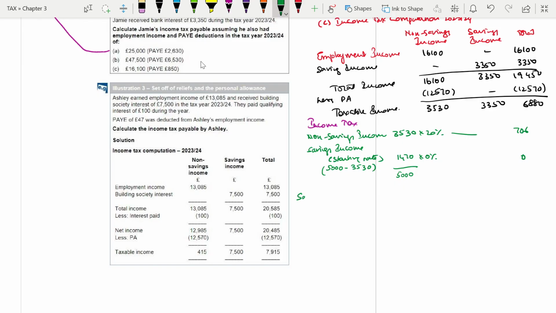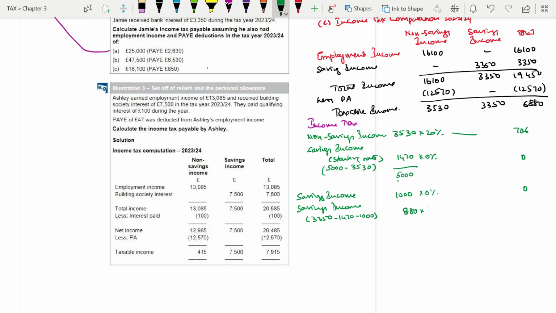Next, then you have to take savings income. For savings income, after this, you will get another exemption of 1,000. That's what the second level says. How much is the balance savings income? Total savings income is 3,350. 3,350 minus 1,470 minus 1,000 comes to 880.